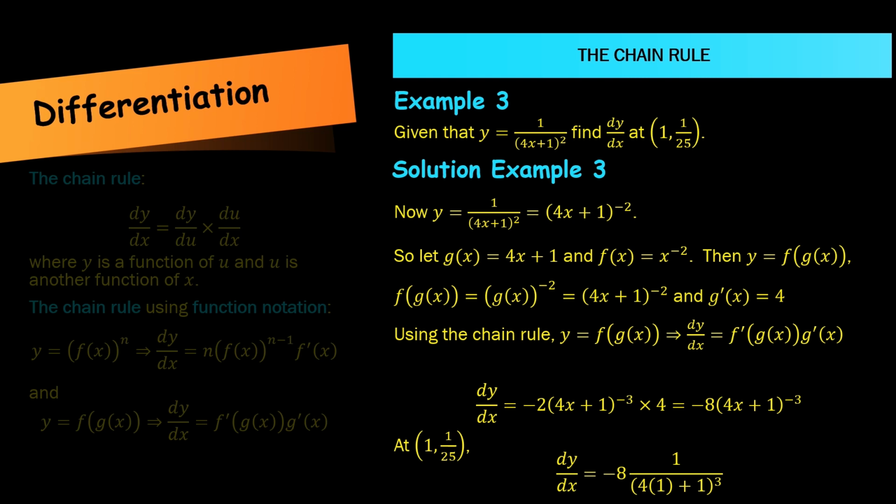At the point 1, 1 over 25, we need to find the value of dy dx. So we can plug in x equals 1 into our equation for dy dx, as shown here, to give us dy dx equals minus 8 over 125.